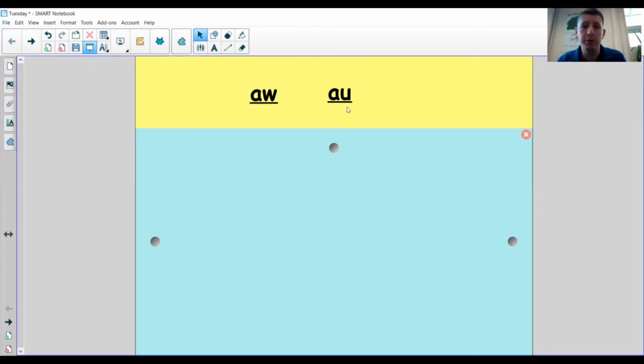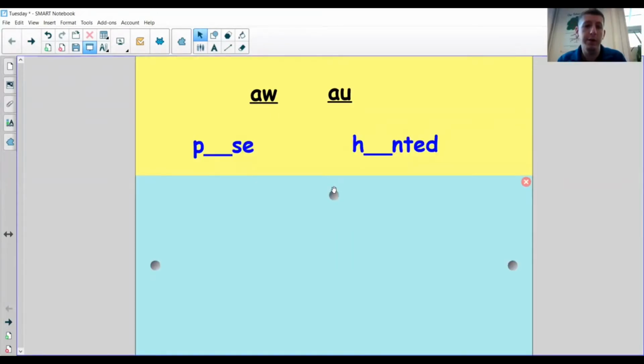So I'll do the first couple for you, and then I want you to have a go at seeing if you can do the rest yourself. You'll need a piece of paper and a pencil to make sure that you are able to write down the missing gaps. So the first word I've got is pause, like pausing a game.